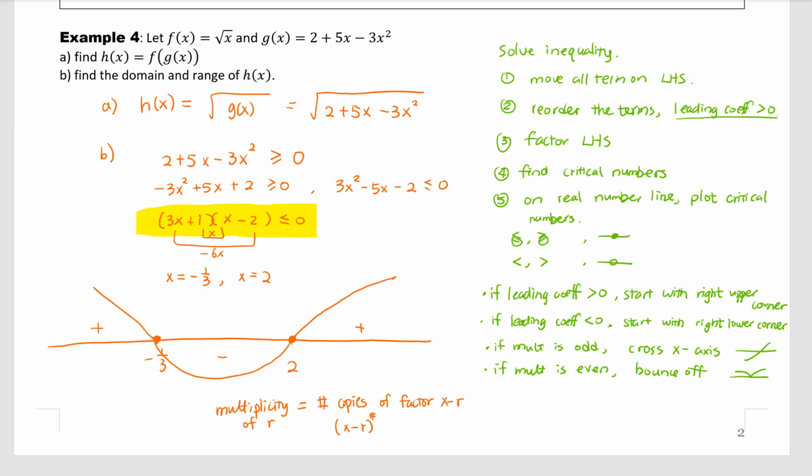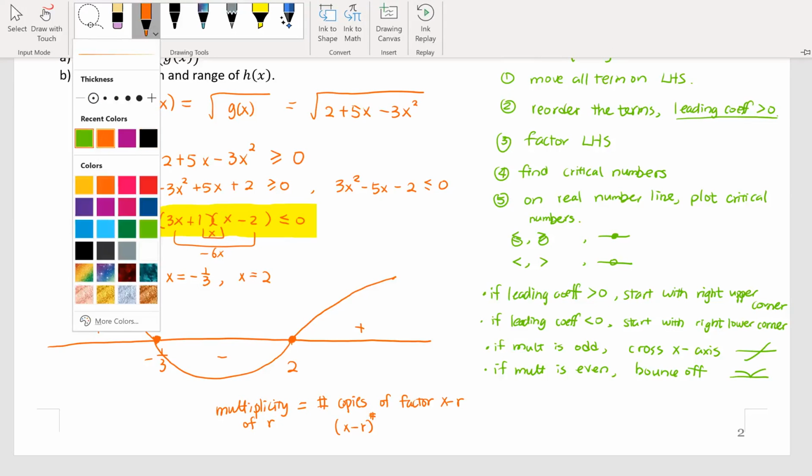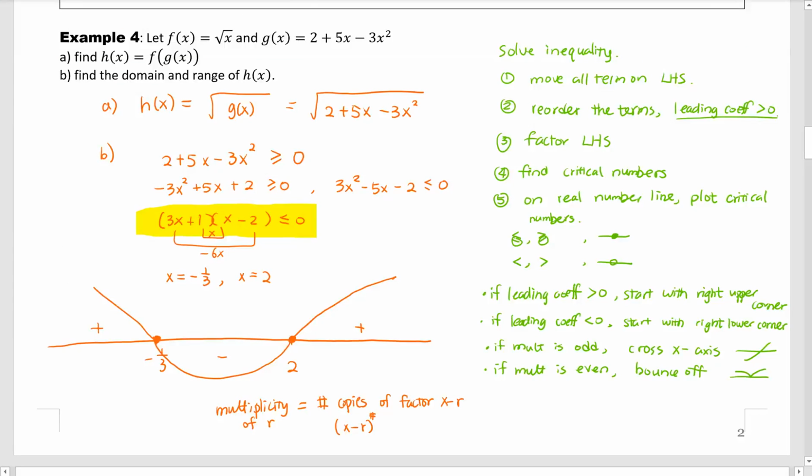Alright, so let's come back to our example. What are we looking for? We're looking for less than or equal, so less than, or right here. So what is our domain?